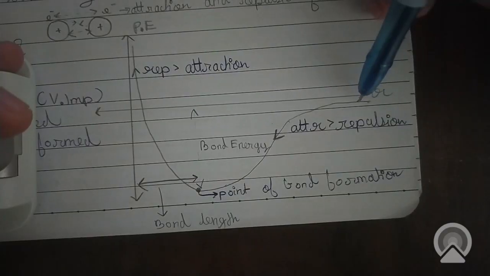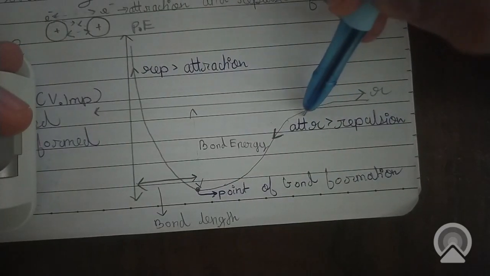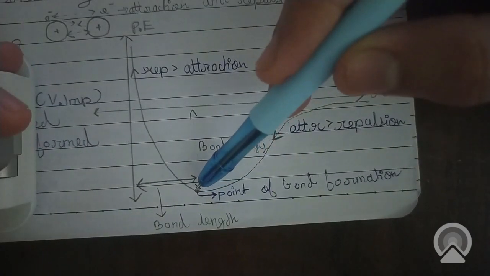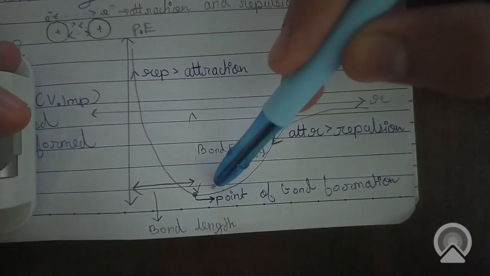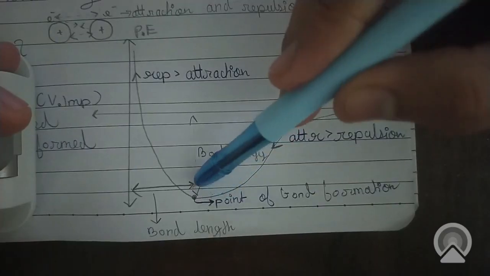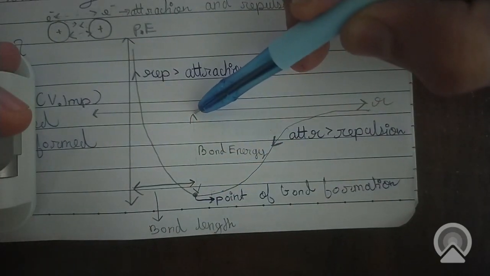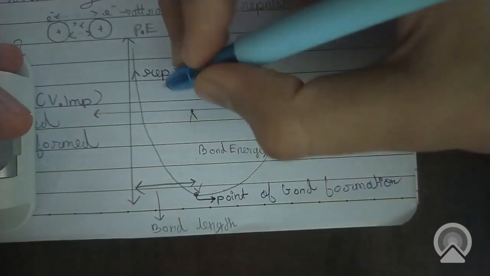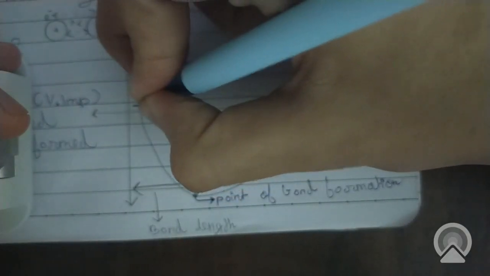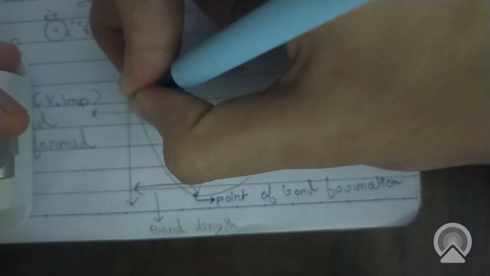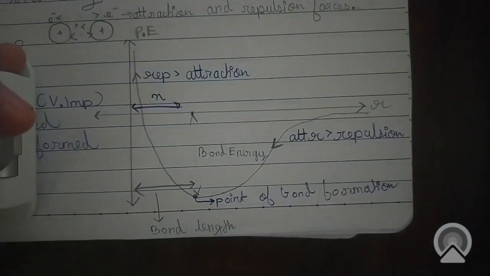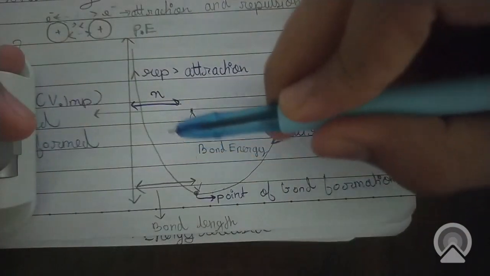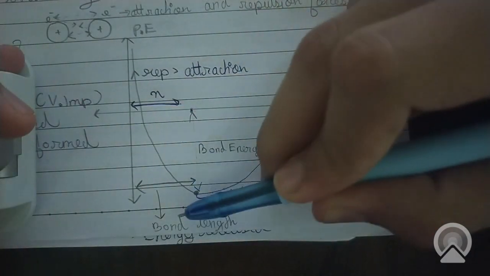So the distance is closing, and here the attraction dominates repulsion, and this is the point of bond formation. At this distance, when the two atoms are at this x distance, the bond forms. So that's why this x distance is called the bond length.